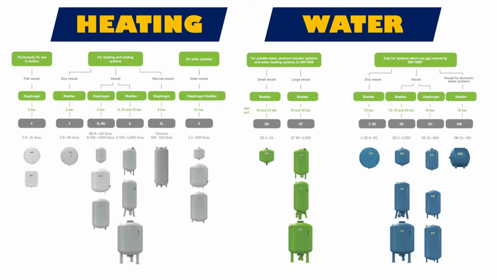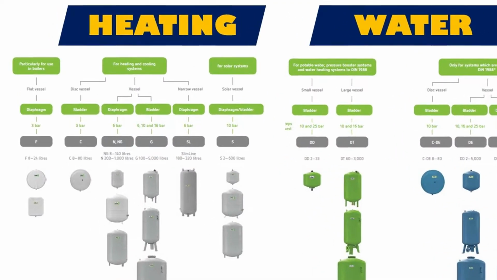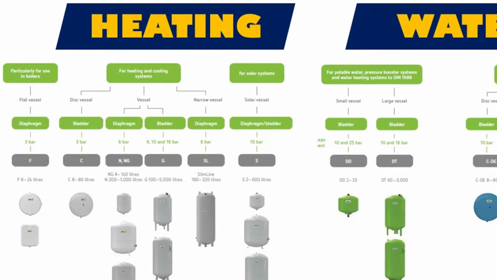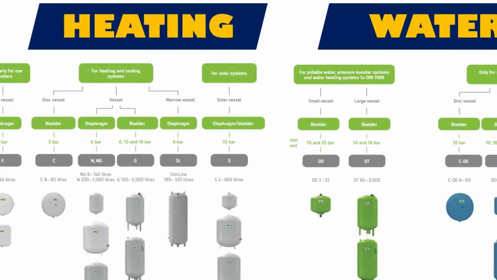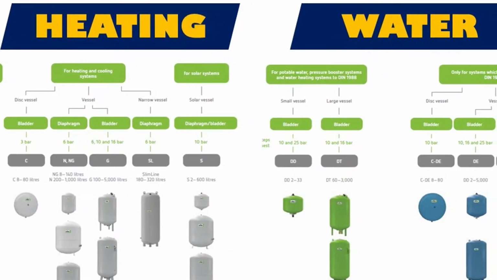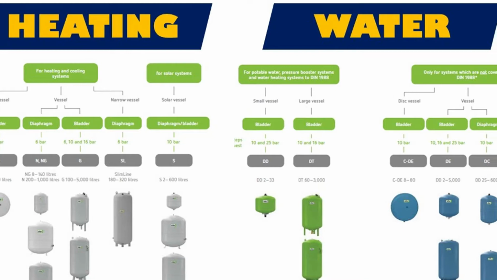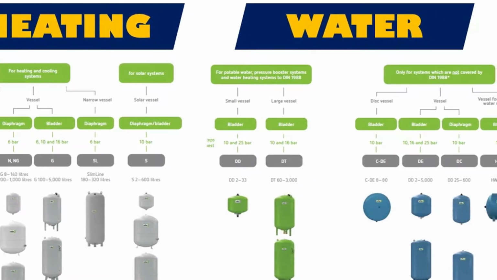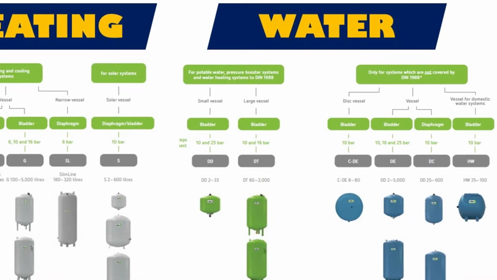Vessels are divided into several types depending on the field of application. Let's consider the Reflex range as an example. We see 5 different categories: expansion vessels for boilers, vessels for heating and cooling, for solar systems, for potable water, pressure boosting systems and water heating systems, and for other water supply systems.